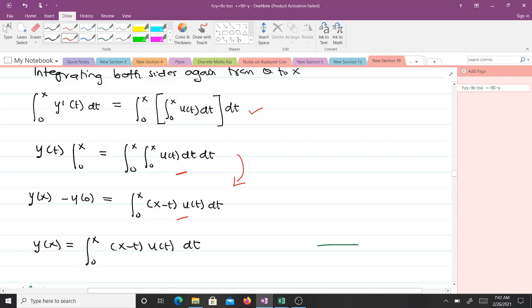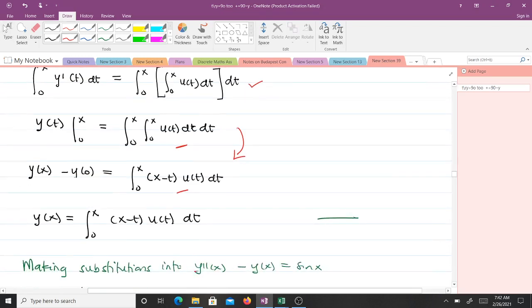I didn't show the working because it's the same working as what we did when we were solving a general problem earlier on in the video. I hope you remember, using the 1 over n minus 1 factorial or something. So from the initial value conditions given, y of 0 is also 0. That means we'll end up with y of x equals the integral from 0 to x of x minus t, u of t dt.